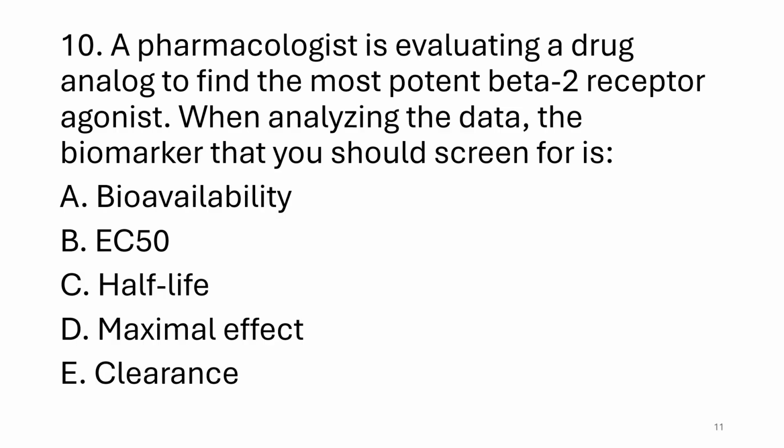Question number 10. A pharmacologist is evaluating a drug analog to find the most potent beta-2 receptor agonist. When analyzing the data, the biomarker that you should screen for is, the correct answer is EC50. The EC50 is a parameter we can use to analyze the potency of drugs.